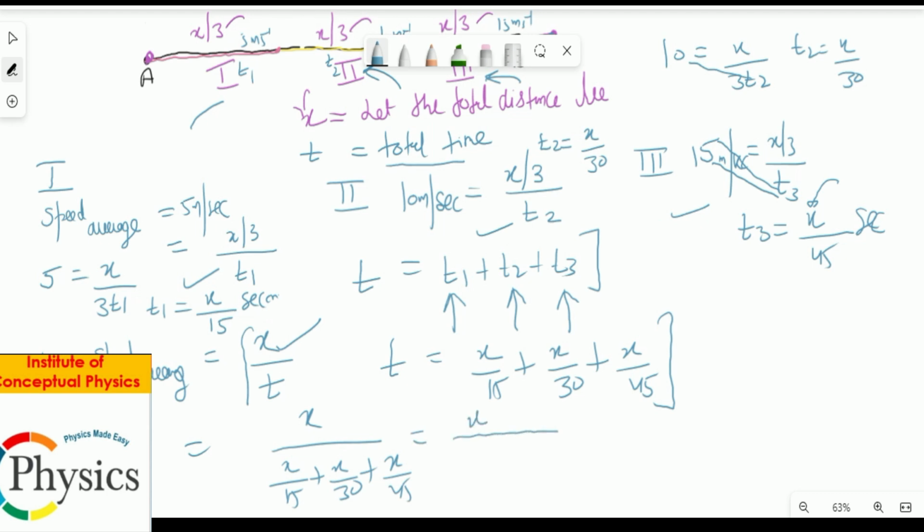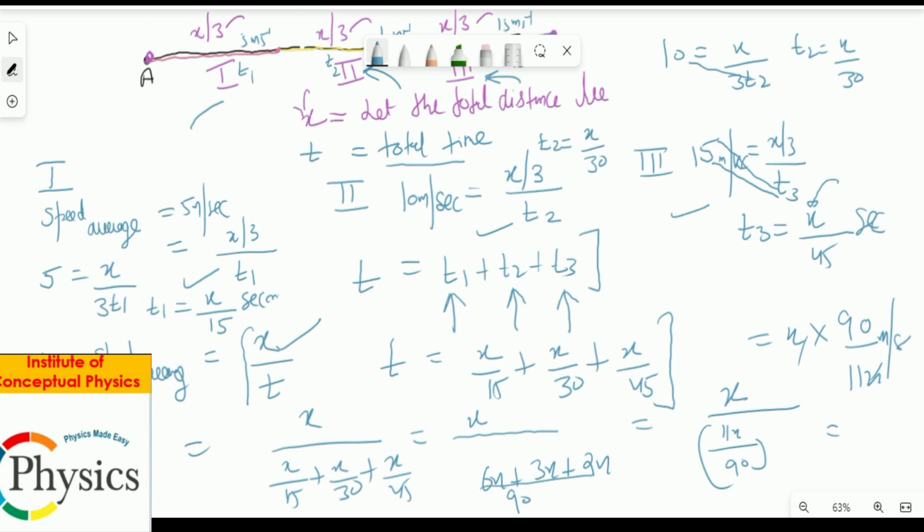Let's take the LCM below: 90. 6x plus 3x plus 2x is equal to x divided by 11x upon 90. So this will become x multiplied by 90 upon 11x. x will go away. So this is your answer. This is the average velocity during the entire journey.